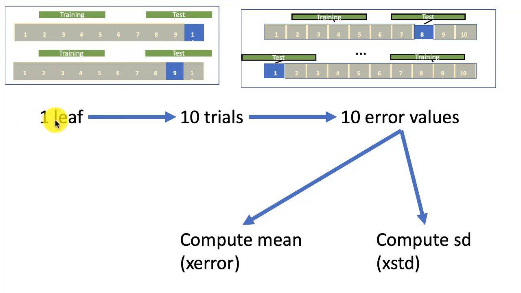So for the tree of one leaf, with the first 9 parts being training and the 10th part being the test, you get one value of the deviation, right, of the mean error. You do that 10 times, so you get 10 error values. Okay, so for one leaf, you've got 10 error values. You find the mean and standard deviation of that.